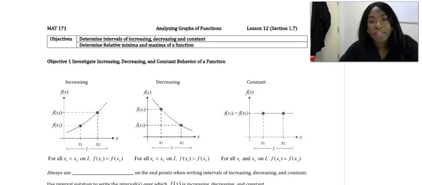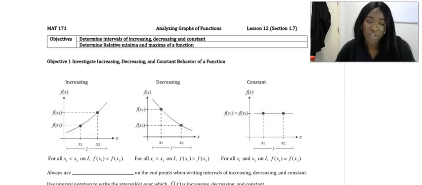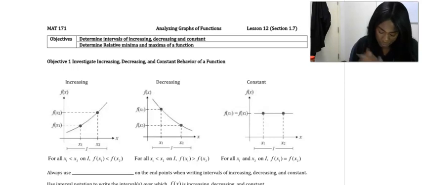In this video, we are going to talk about what it means for a function to be increasing, decreasing, or constant. We're first going to go over those definitions and what they mean, and then we're going to look at how we write our answer for the intervals where a function is increasing, decreasing, or constant.